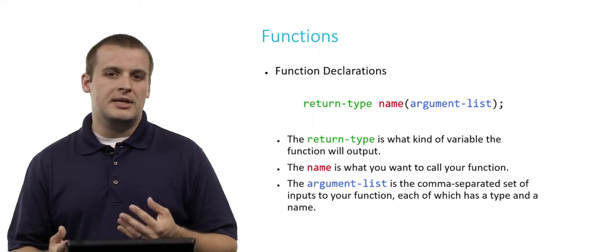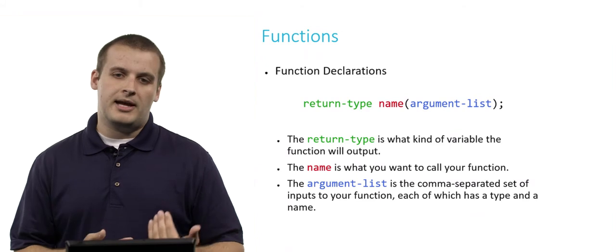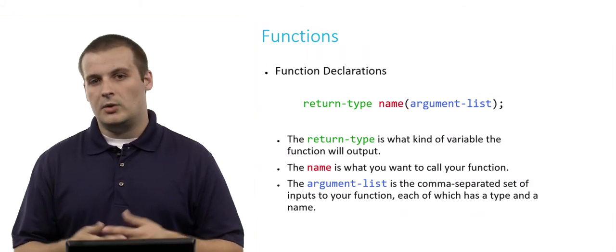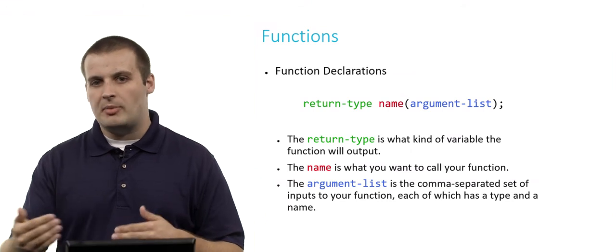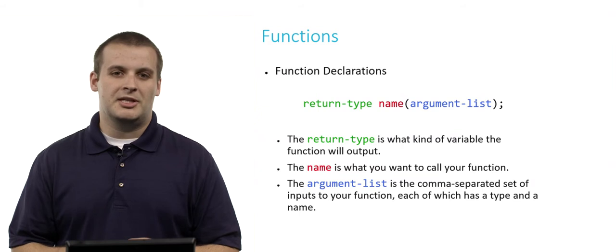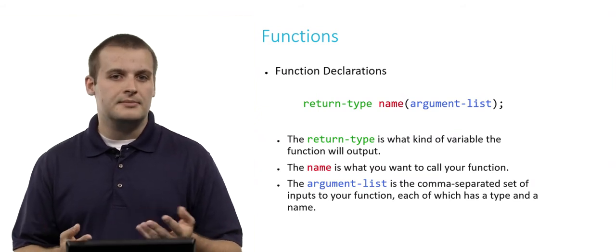Now, the return type is what kind of variable the function will output. So for example, if we think back a minute ago to the multiplying 2 numbers function, what do we expect if we multiply an integer by an integer, the output will be? Probably an integer, right? Multiplying 2 integers together, you get an integer. So the return type of that function would be int.